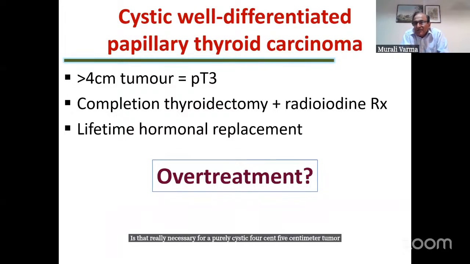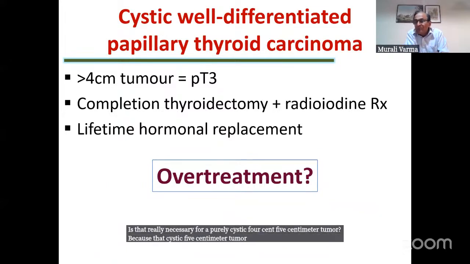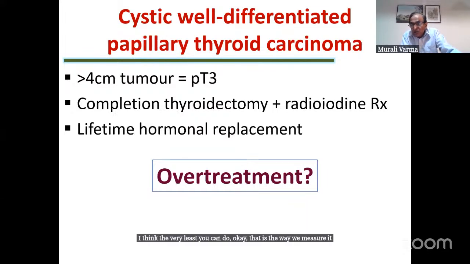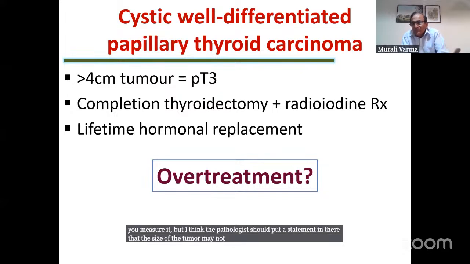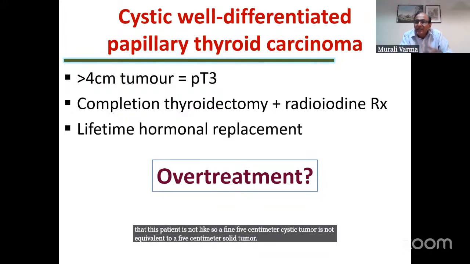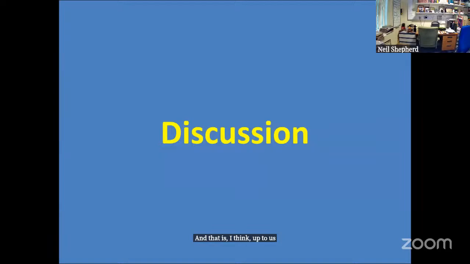Because that cystic 5 centimeter tumor, if I don't have much solid component and most of it is just fluid, I think at the very least you can measure it, that is the way we measure it. But I think the pathologist should put a statement in there that the size of the tumor may not be representative of the tumor outcome. You need to flag it up for the surgeon that a 5 centimeter cystic tumor is not equivalent to a 5 centimeter solid tumor. And that is, I think, up to us to communicate.